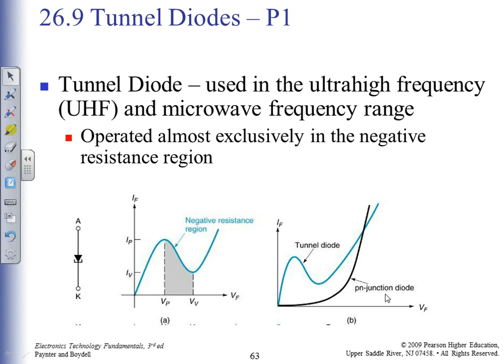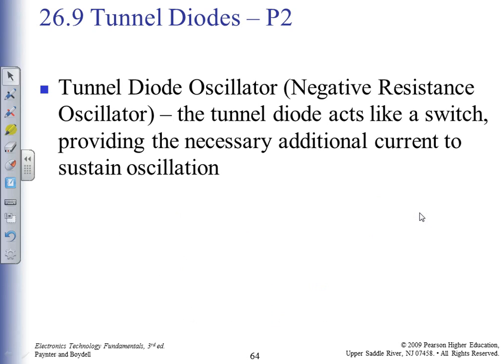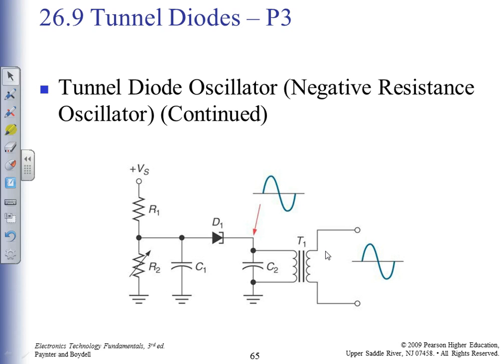Then we can have tunnel diodes. Tunnel diodes have a negative resistance region. A regular diode does what the black one does. A tunnel diode does something different. We use them in microwave frequency applications, and we use them because of the negative resistance that they have. They act like a switch, but a little different. So here we have a tunnel diode sitting somewhere, some negative resistance oscillator.